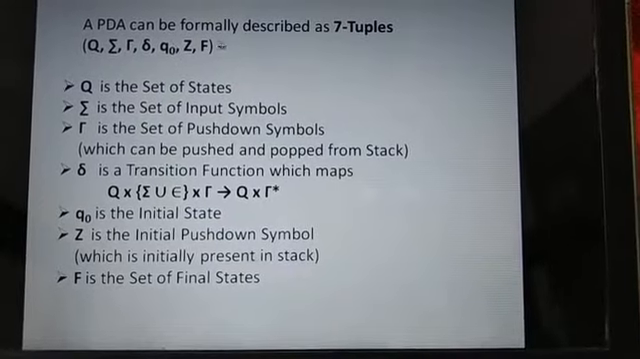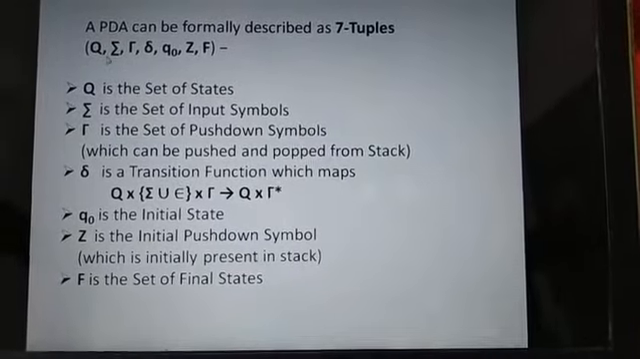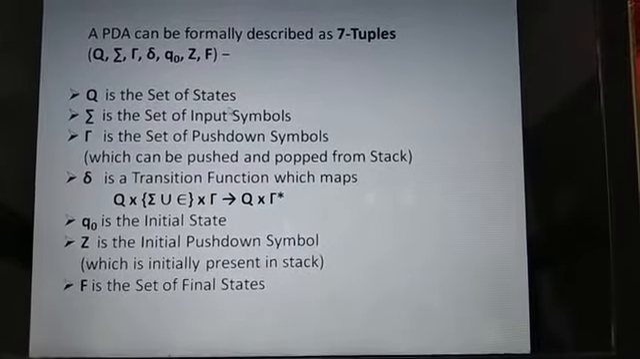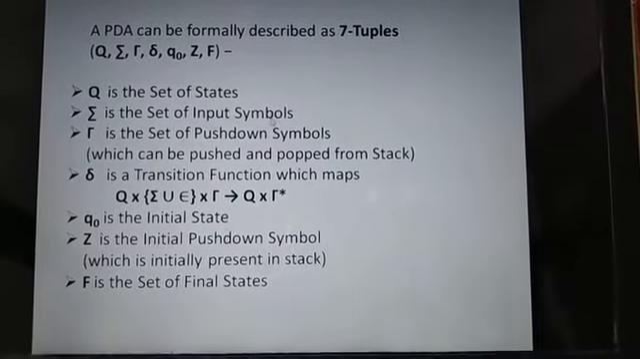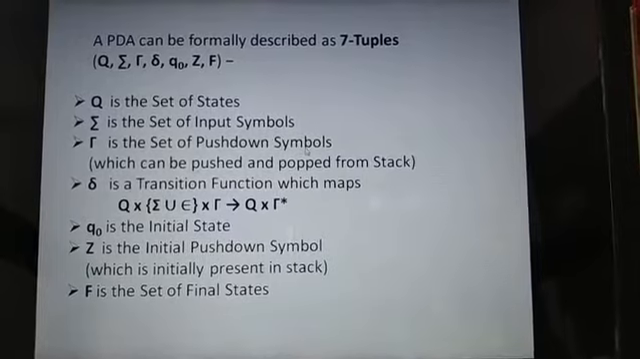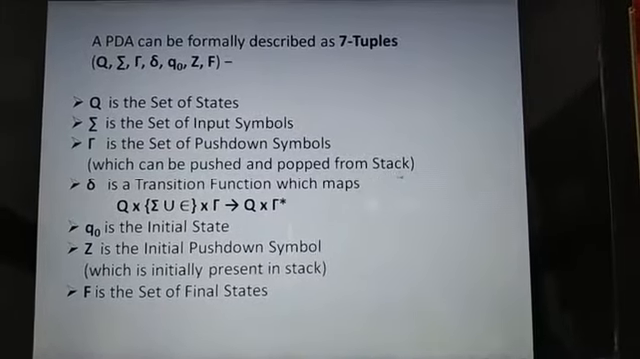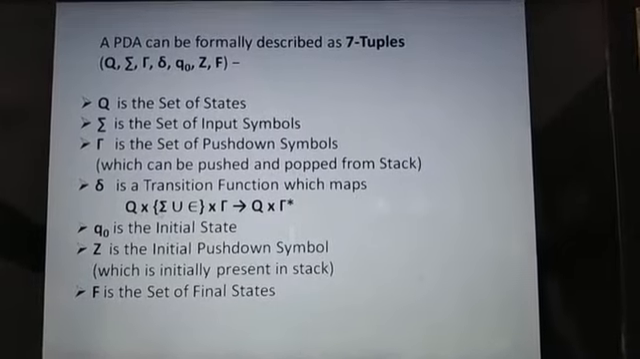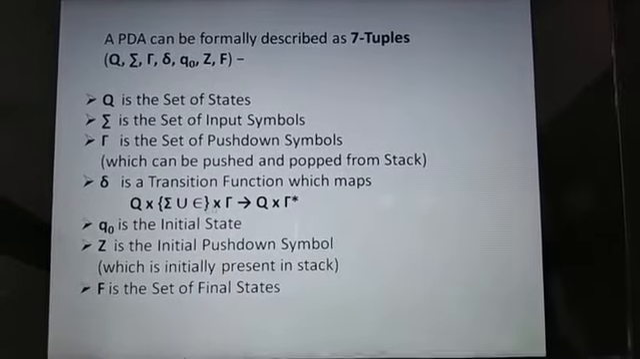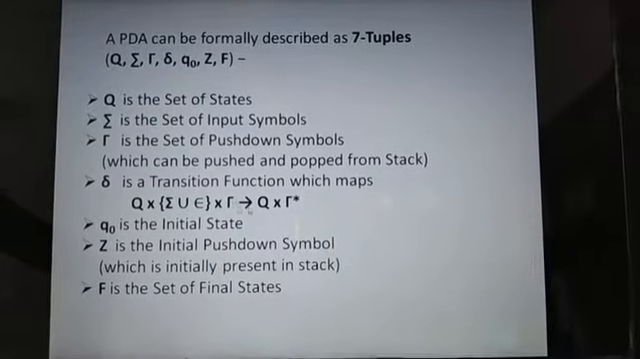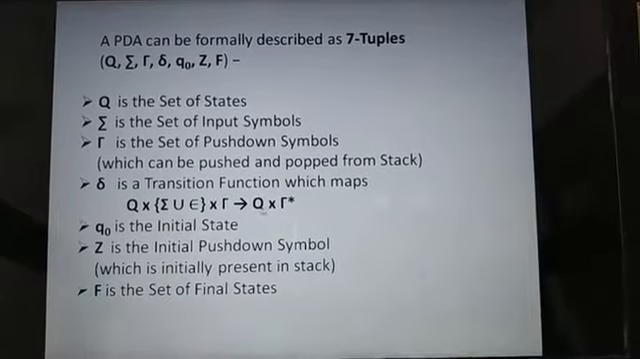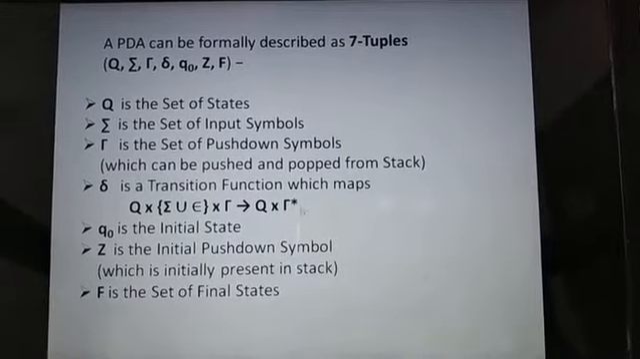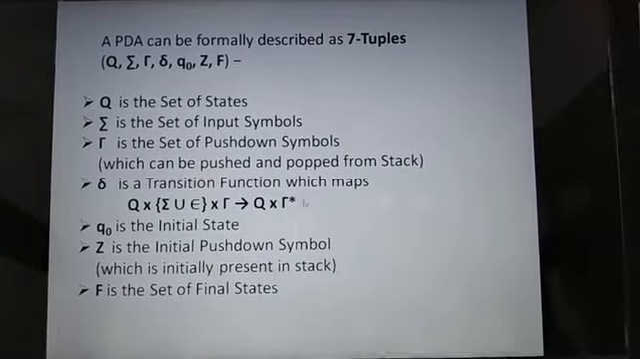Now, a PDA can be formally described as 7 tuples. Now, these are the 7 tuples. Q, the capital Q, is the set of states. Sigma is the set of input symbols. Tau is the set of push down symbols which can be pushed and popped from a stack. Delta, which is the transition function, maps Q cross sigma union epsilon cross tau, and it produces as output Q cross tau star, which is the combination of push down automata symbols.